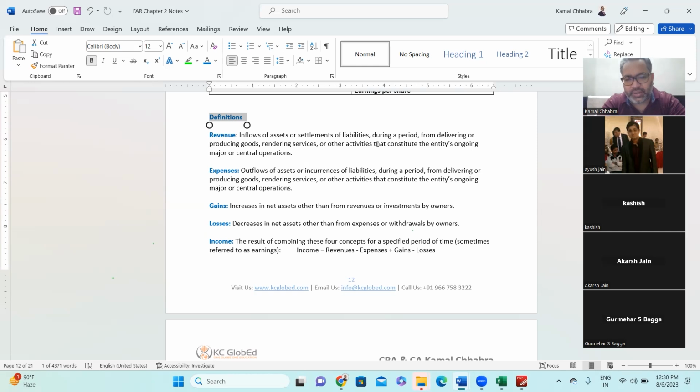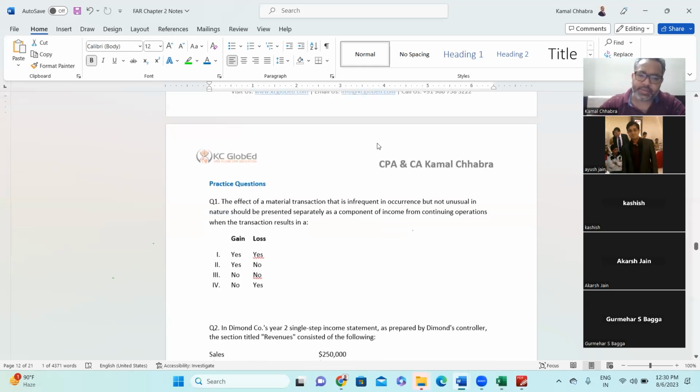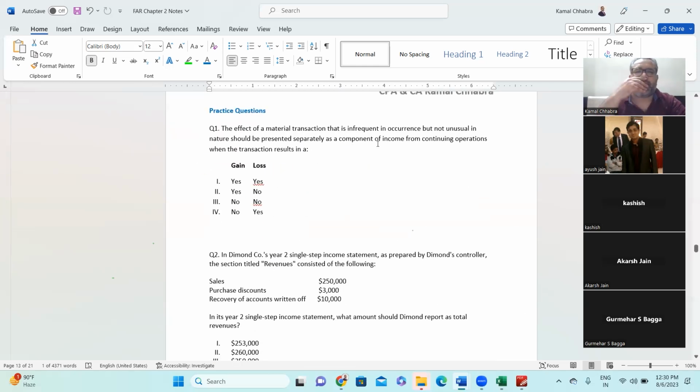If you are selling inventory, it's part of your revenue and expenses. But when you are selling an asset, it results in gains or losses. Correct? We discussed this. Yes, sir. Clear, sir. So, which option is correct? Sir, the first option, right? Yes, sir.